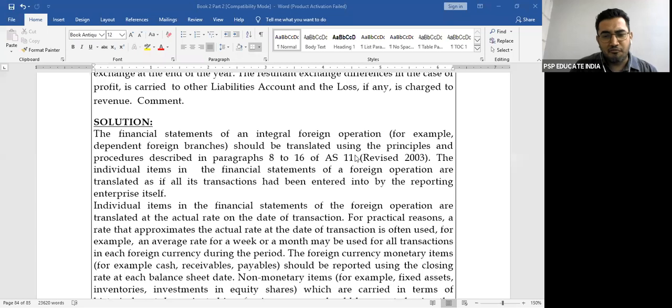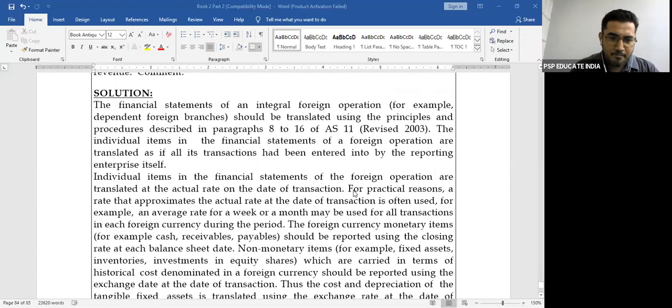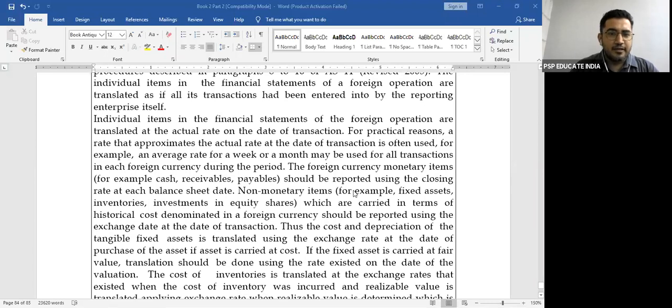The individual items of financial statements of a foreign operation are translated if all its transactions have been entered into by the reporting enterprise itself. ध्यान देना, यहाँ से important part शुरू होता है. Individual items in the financial statements of the foreign operations are translated at the actual rate on the date of transaction. For practical reasons, a rate that approximates the actual rate at the date of transaction is often used. For example, an average rate of a week or month may be used for all the transactions in each foreign currency period. ये हमने starting में पढ़ा था that if you have a lot of number of transactions, you can take the average weekly rates.